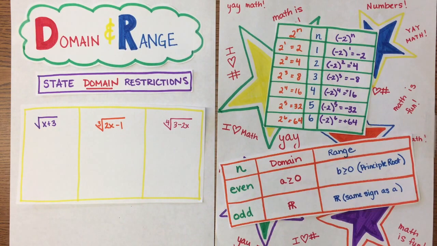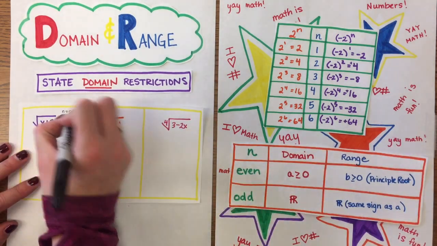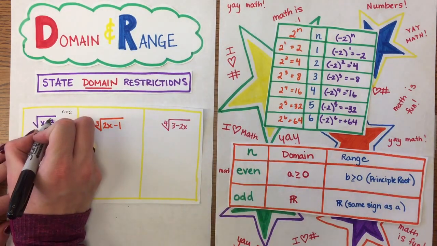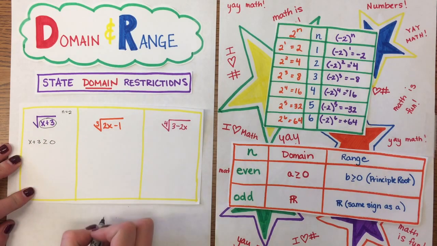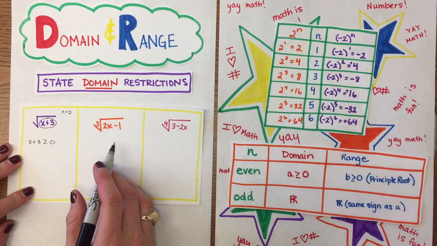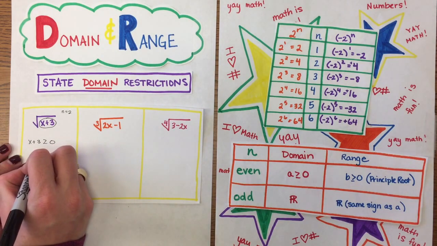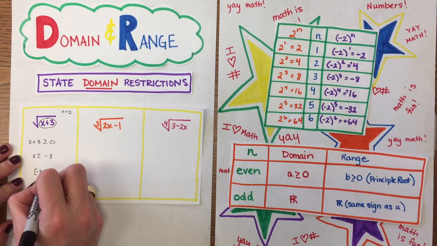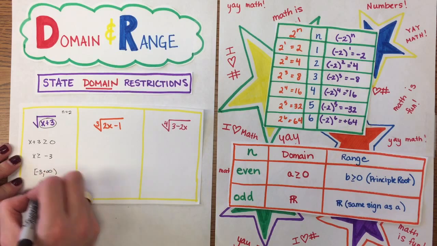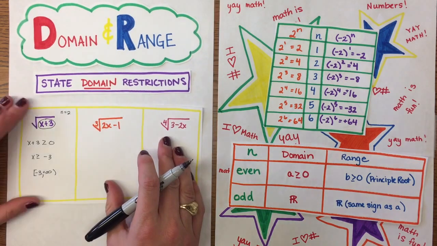The square root of x plus 3. So my index is 2, that's even, which means my radicand, x plus 3, must be greater than or equal to 0. X plus 3 cannot be negative, or I won't have a true statement. I'll have something in a different number set. So x must be greater than or equal to -3. If I write this in interval notation, it looks like this. So x is greater than or equal to -3, or hard bracket -3 to positive infinity.